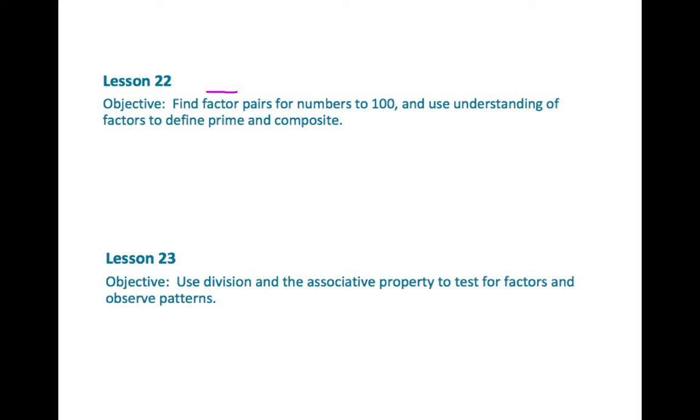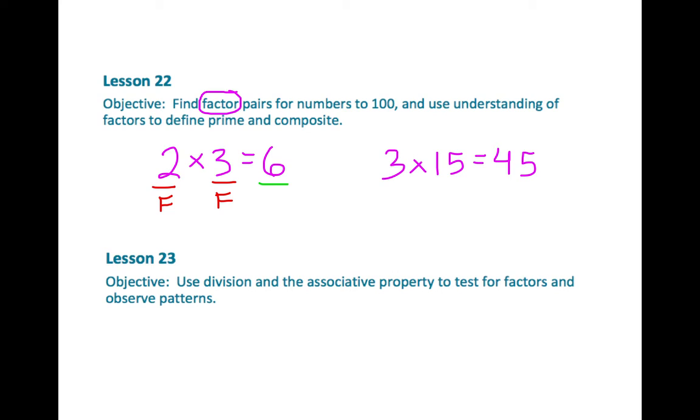First of all, the word factor. What is a factor? Factors are two numbers that we multiply to get a product. So for example, in the equation 2 times 3 equals 6, 2 and 3 are the factors of the product 6. Even when we have a larger equation, like 3 times 15 equals 45, the two numbers we multiply, 3 and 15, are the factors of the product 45.